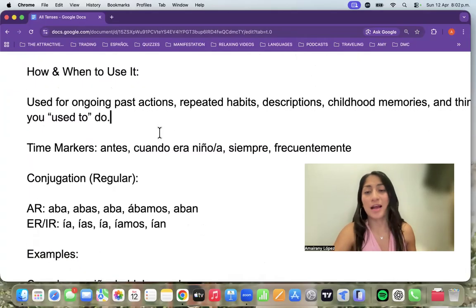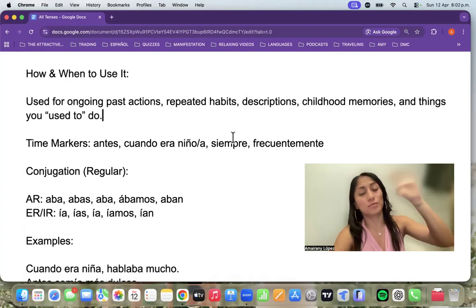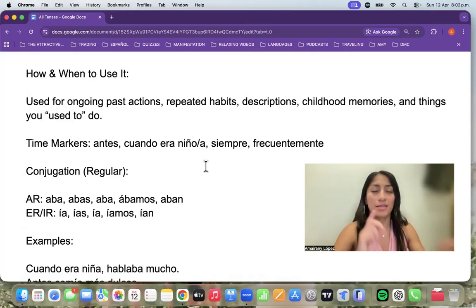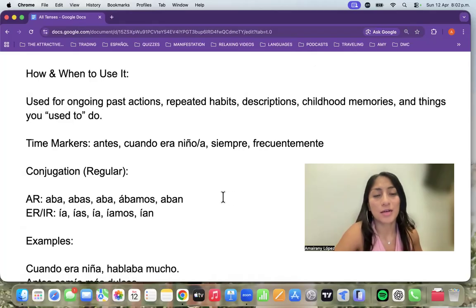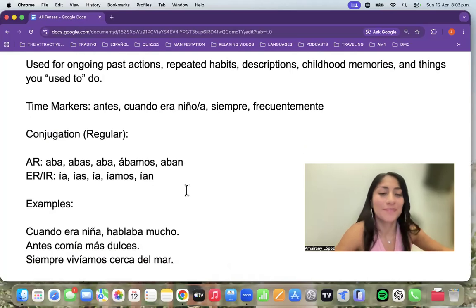going past actions, repeated habits, descriptions, childhood memories, things you used to do. That's one. Another thing is that kind of description that I was giving you, like what was the context, what was happening while this other thing happened. And then the -ing, right? I was doing this when this other thing happened. The simultaneous actions, right? So those are a couple of examples, a couple of requirements for it to be used.